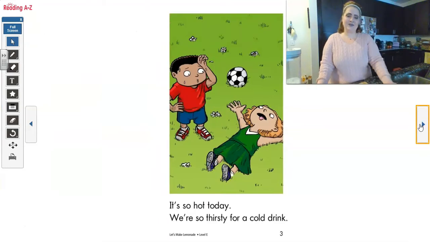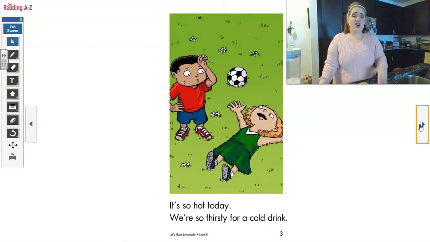Let's start reading. It is so hot today. We're thirsty for a cold drink. Oh, wow. If you look at this picture, you can see the little boy is sweating and the little girl is laying in the grass. They are so hot.